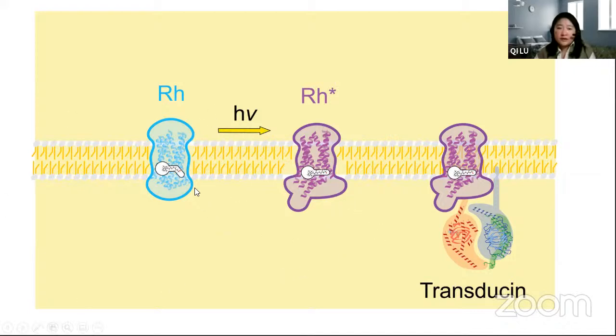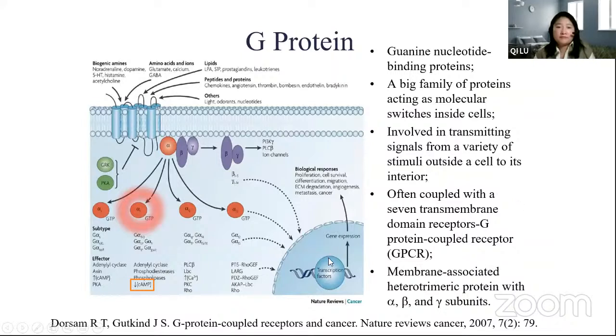So after 11-cis retinal captures a photon and changes to all-trans retinal, it causes a conformation change of rhodopsin, and then this conformation change will bind to a G protein, the transducin. There's a super big family of these G proteins, and for the transducin, the alpha subunit is alpha I. That means it will cause a decrease in the concentration of a cyclic nucleotide, the decrease of cyclic AMP or cyclic GMP. And in the photoreceptor, it is cyclic GMP.